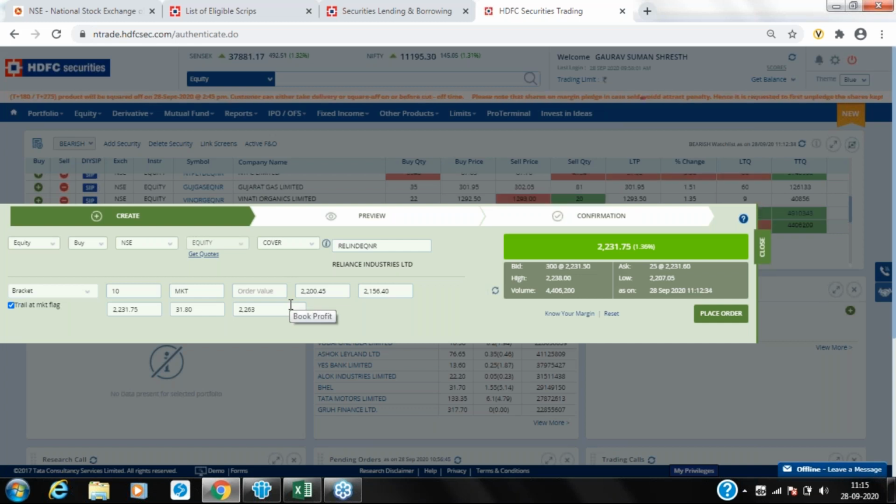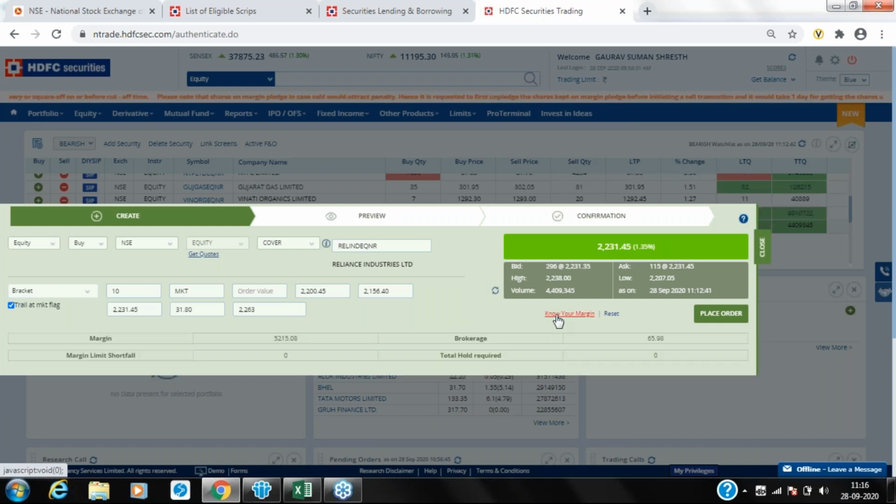The most important thing is that since we are trading with a stop loss, we will get a higher leverage. Now, what will the leverage be? For that, you have to click on know your margin. You can see the margin requirement for this order is only 5,000 rupees. If we want to buy 10 quantity of Reliance Industries, ideally in the cash segment, the margin will be higher. But since we are buying with a stop loss for intraday, the margin requirement will only be 5,000 rupees.